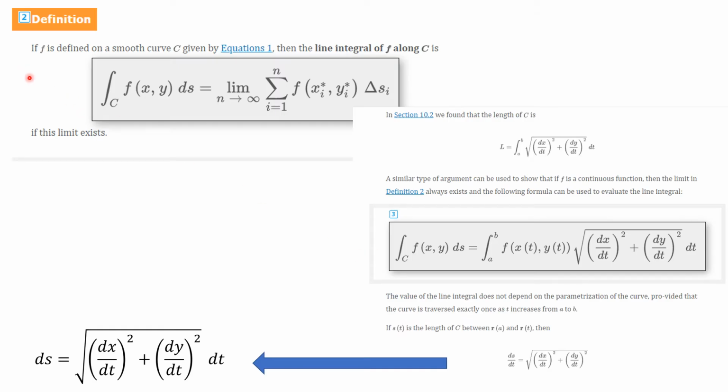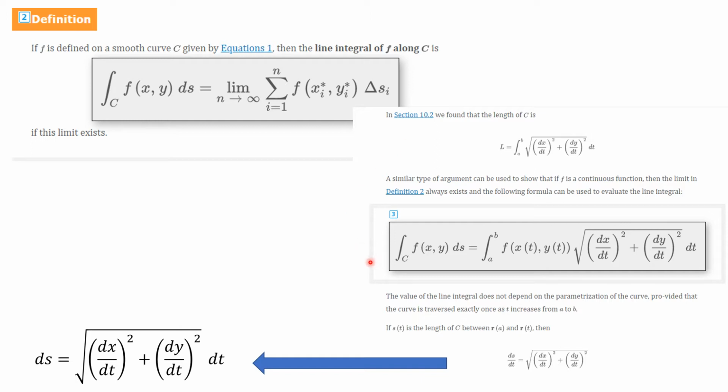So here's our definition. If f is defined on a smooth curve C, then the line integral is the limit as n goes to infinity of this Riemann sum, and that's the integral over the curve C of f of x, y ds. And this is only if this limit exists.